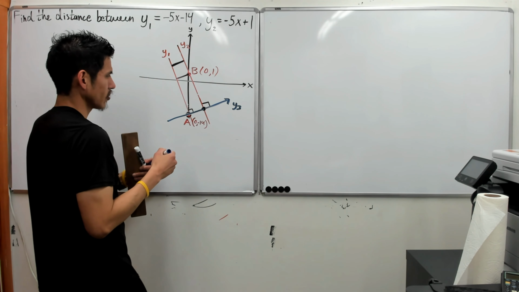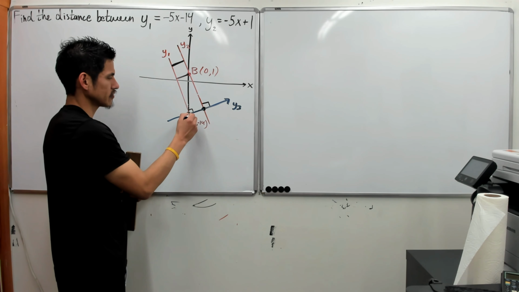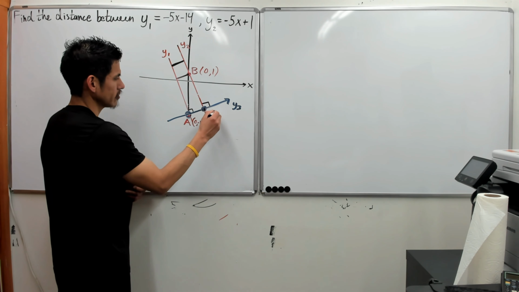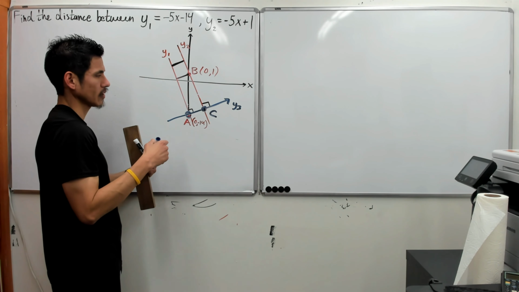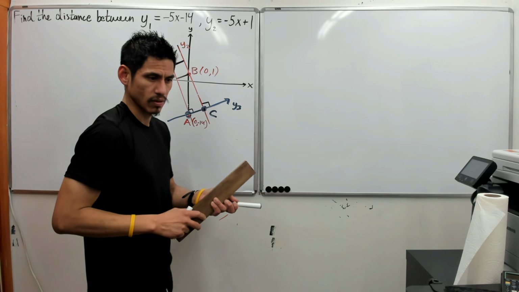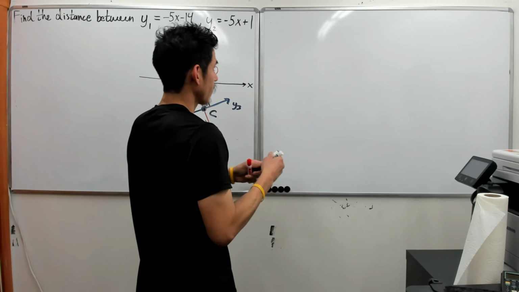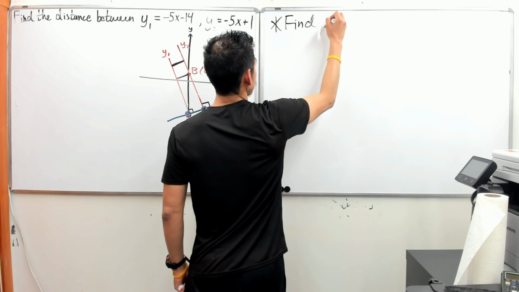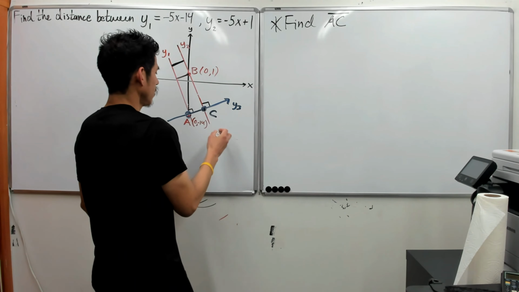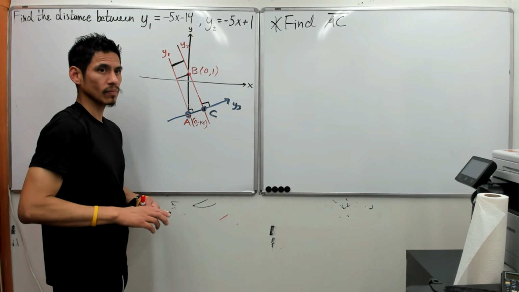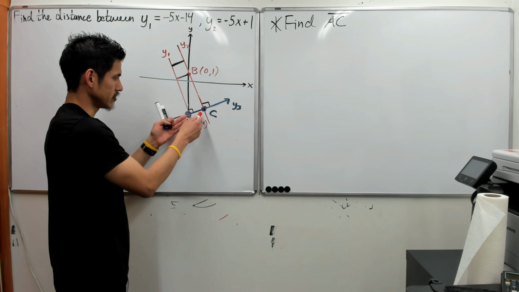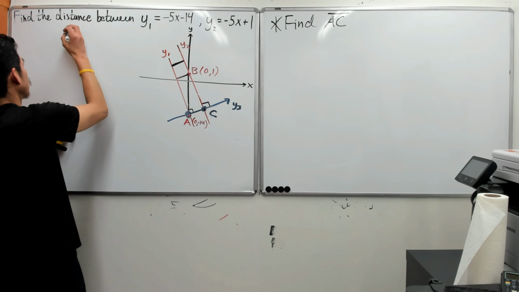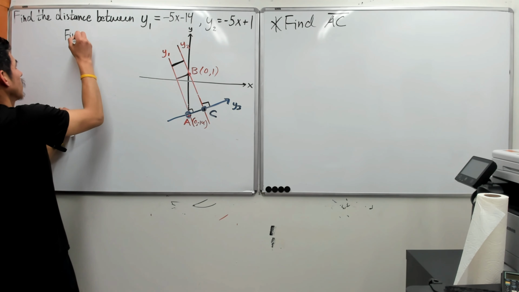Okay. So we need to find the distance from this point to this point. We'll call this point C. So we want to find the length of line segment AC. That's the ultimate goal. We want to find this line segment. To do that, we have to find where C is first. So let's make a little note: find point C.